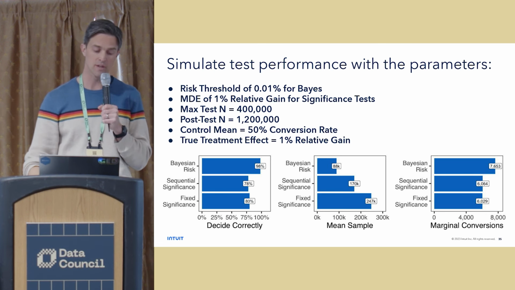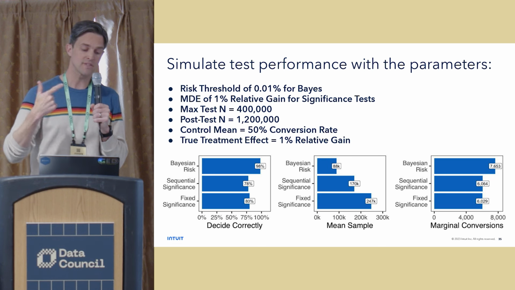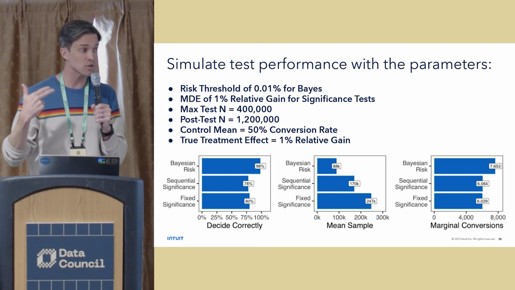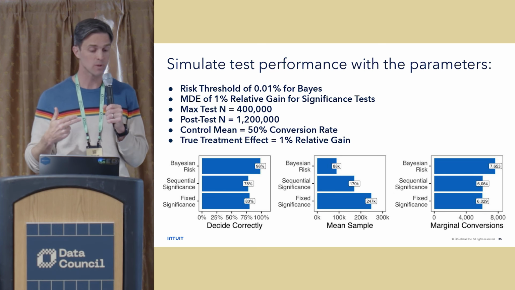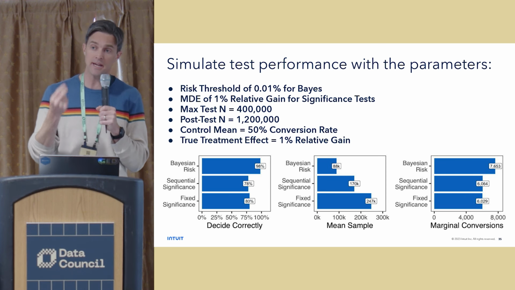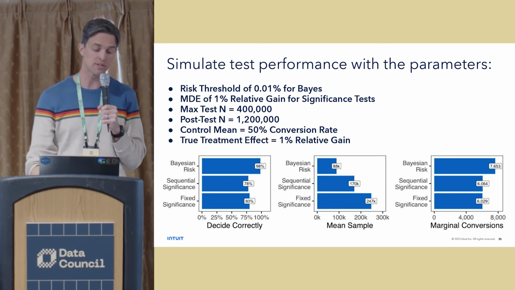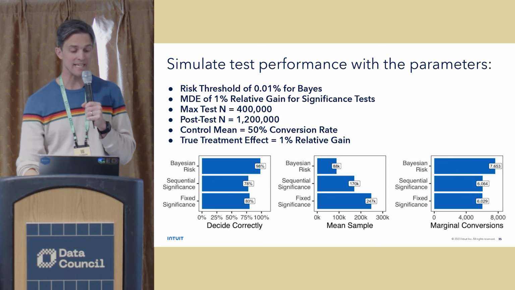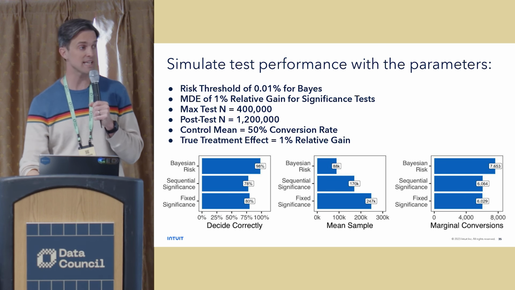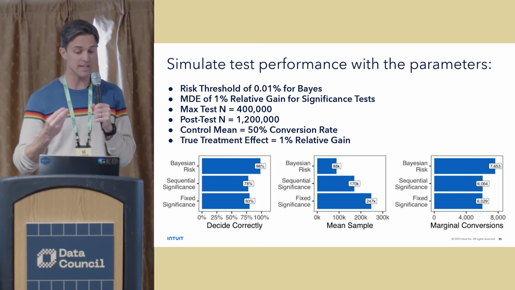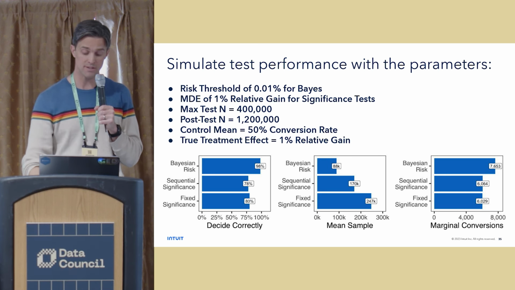So how's this going to look? In terms of deciding correctly, my Bayesian test, as you just saw previously, is deciding correctly 98% of the time. Whereas a sequential significance test or a fixed significance test is making a correct decision 80% of the time. We're using SPRT here as the sequential significance method. But look at the mean sample. My Bayesian test is able to make 98% decision accuracy with just 88,000 samples, whereas a sequential or a fixed test requires more than double that to arrive at a decision.